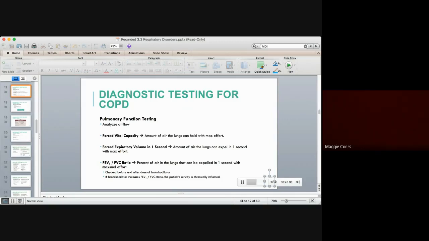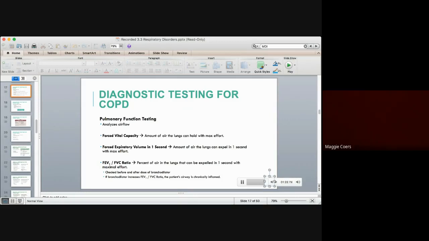So basically, you divide the FEV1 by the FVC and determine the ratio. Okay, and the ratio then is the percentage of air in the lungs that can be expelled in 1 second with maximal effort. So basically, this is like the ejection fraction that we talked about in the cardiac lecture. It tells you the percentage of air that is expelled with each breath in 1 second compared to how much air that breath could maximally contain.